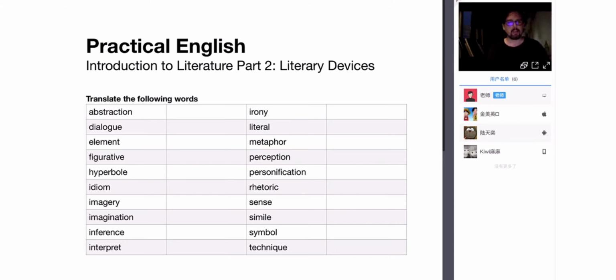Anyway, moving on. Imagery. To think of an image, a mental image, right? Imagination. Your imagination is what you can see within your mind, basically. An inference. This is coming to a conclusion based on some knowledge, but you don't have a complete picture.